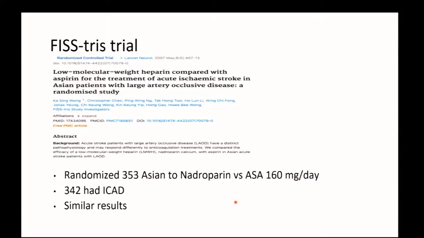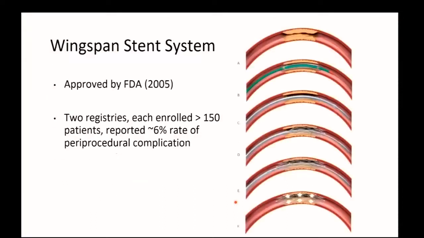It recruited 350 patients from Singapore and Hong Kong. They used a low molecular weight heparin, nadroparin, versus aspirin 160, with similar results, and that killed the idea of anticoagulation even more. But let's talk about the SAMPRIS trial, the most important trial I'm going to talk about today, and probably the most important trial for ICAD.